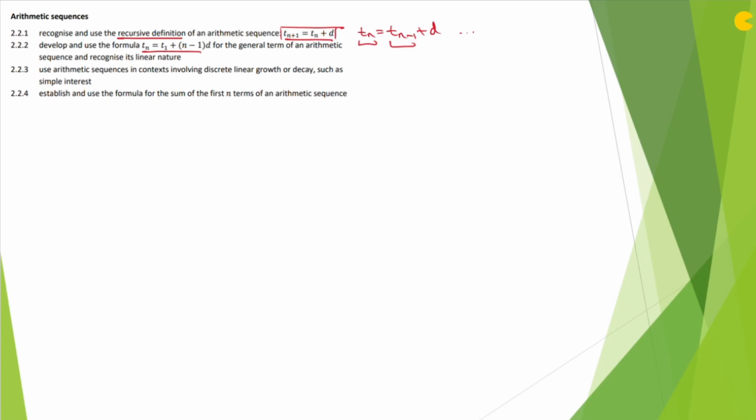We then also had a look at contexts of linear growth and decay, such as this case of the machine production, and in fact it can also be used to approximate simple interest as well, because you always have a constant increase in however much interest is being gained. And then finally we also had a look at the definition of an arithmetic series, and this is point 2.4. This is referred to as an arithmetic series because it refers to the sum of each of the terms in the arithmetic progression or the arithmetic sequence. And so that is arithmetic sequences and series done.